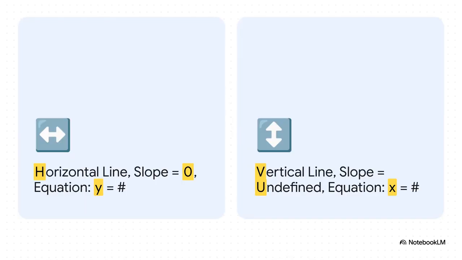Oh, and before we move on, here's a fantastic little pro tip to help remember horizontal and vertical lines, because they can be tricky. Just remember HOVU. H-O, horizontal lines have 0 slope and are always y equals a number. V-U, vertical lines have an undefined slope and are always x equals a number.